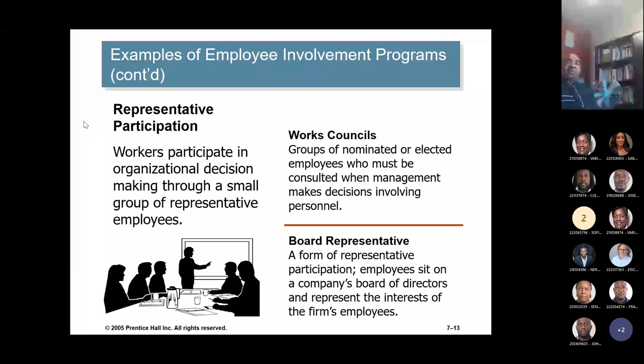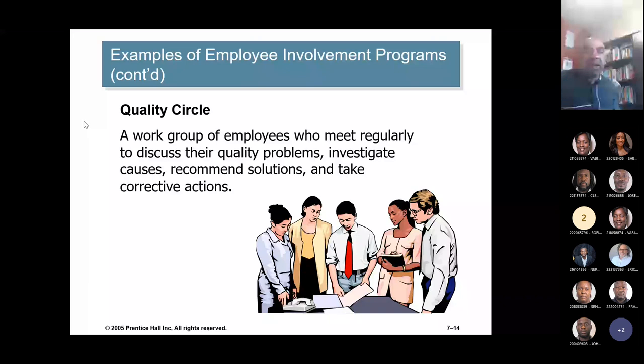Example of employee involvement program, we have, of course, quality circle, which can become a source of motivation. That is a group of employees who meet regularly to discuss their quality problems, investigate causes, and of course, recommend solutions and take corrective actions. All right, that's a quality circle.